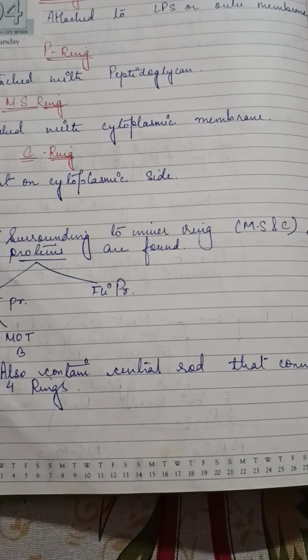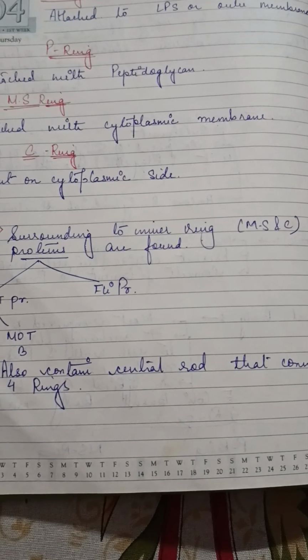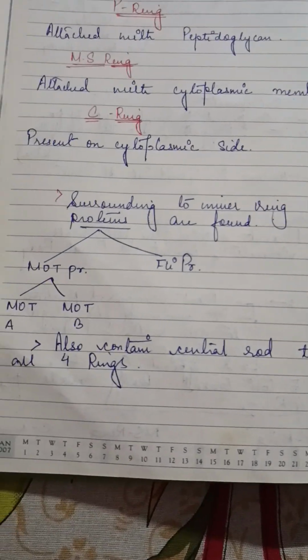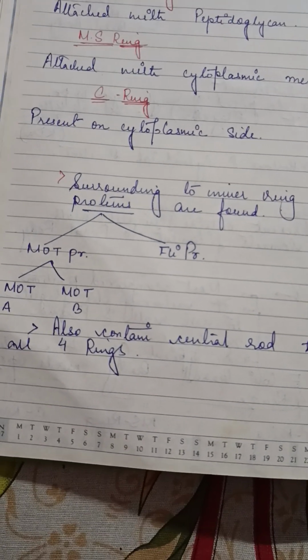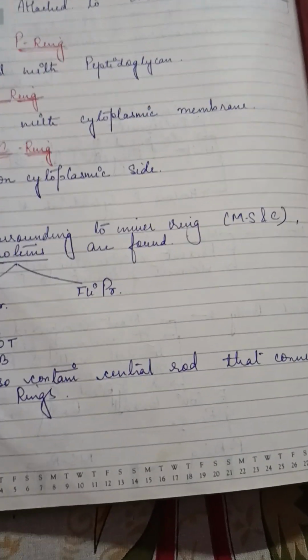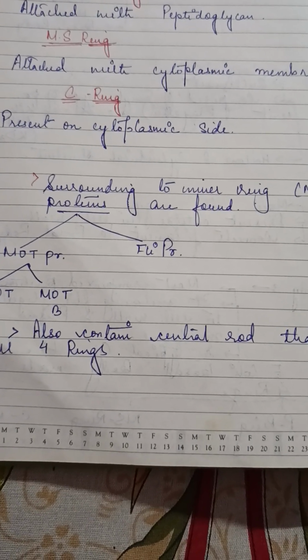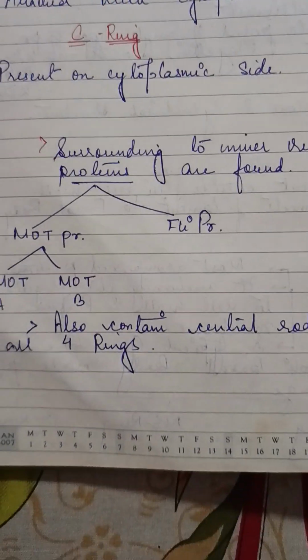Surrounding the inner ring portion, MS and C, some proteins are found. What are these proteins? Mot protein and Fli protein. Mot protein is of two types, MotA and MotB. We'll see in detail. The basal body also contains a central rod that connects all four rings. So there is one central rod which connects all these four rings.